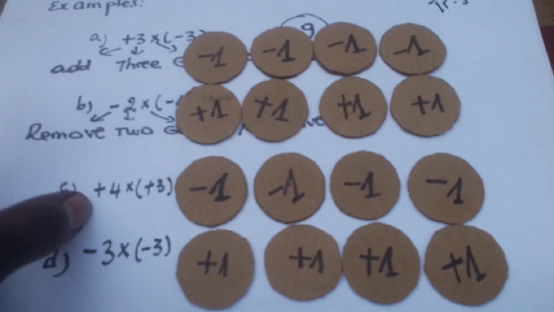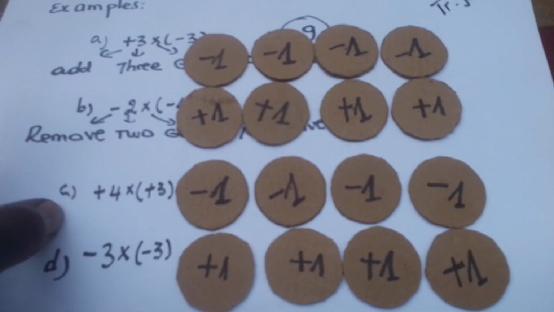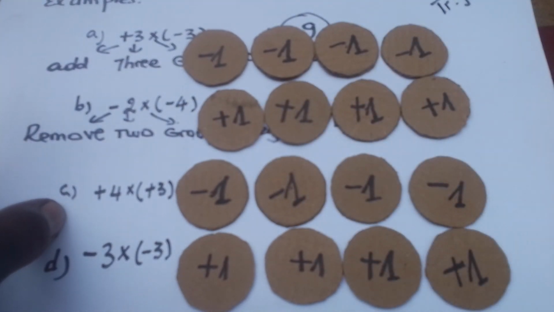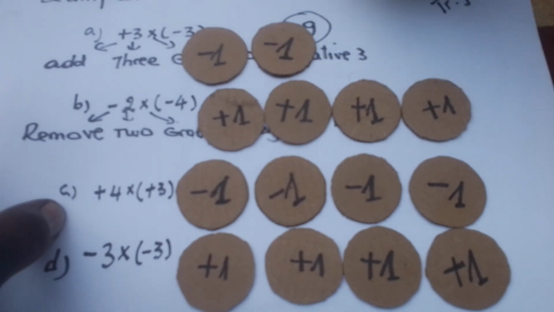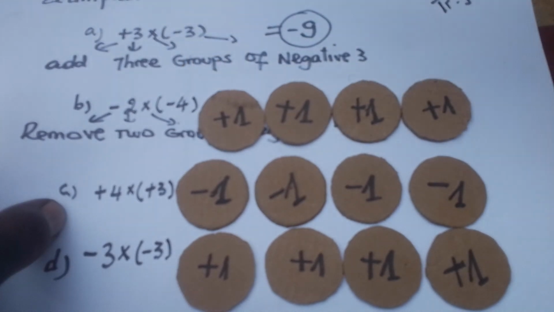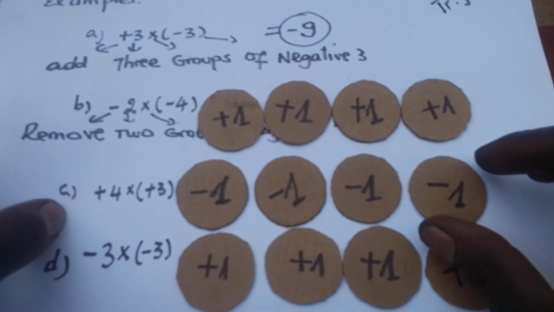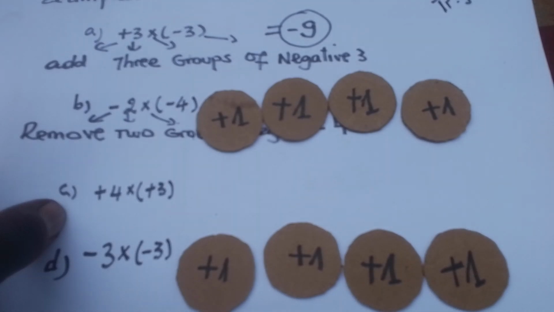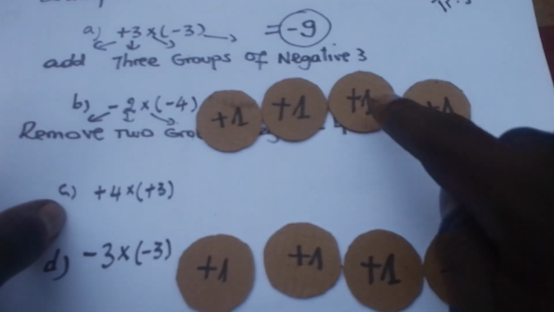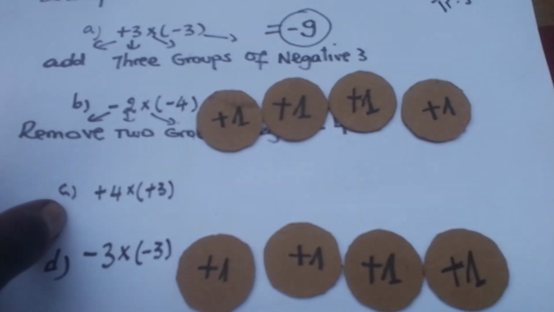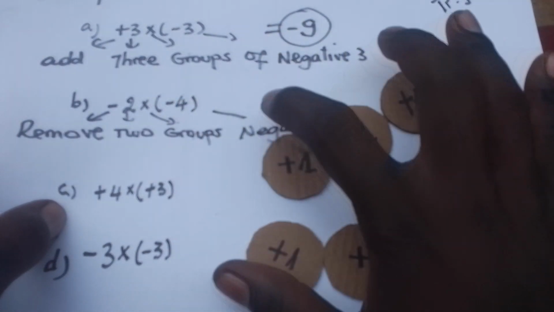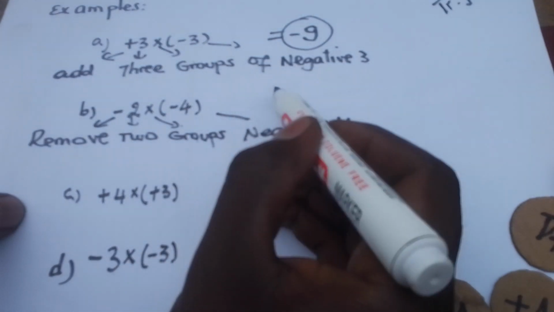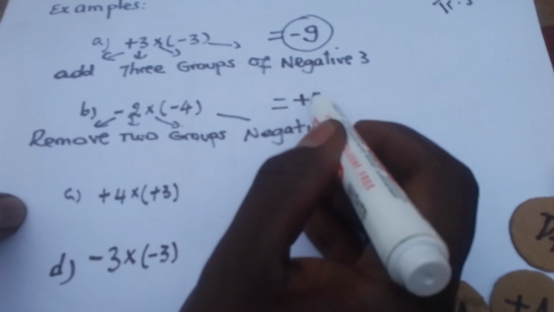Okay, wow. Now I can remove 2 groups of negative 4 as it is instructed from the problem. This is one group of negative 4, and I remove another group of negative 4. Now I count the remaining counters. 1, 2, 3, 4, 5, 6, 7, 8 counters with positive value. So the answer here is positive 8.